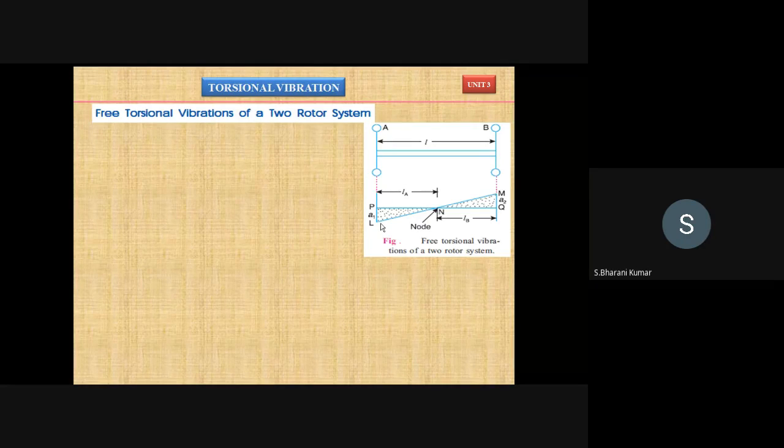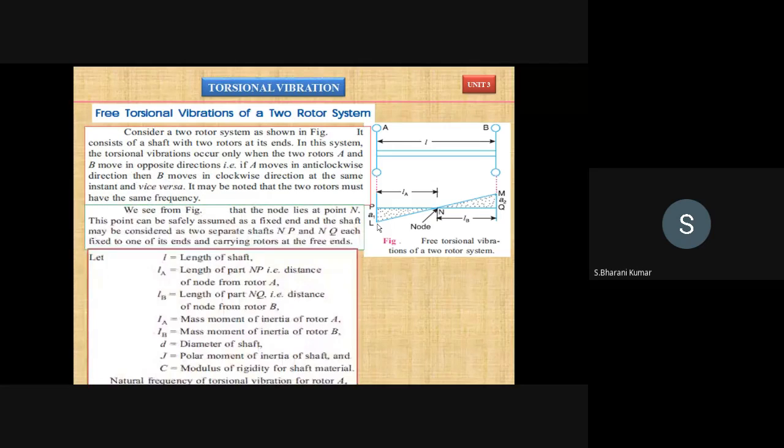And this is called a node. This is the node diagram. This is called a node point, and this is a minimum, maximum, and then this is another maximum, because it is a cyclic process, you know that. It is a cyclic process.